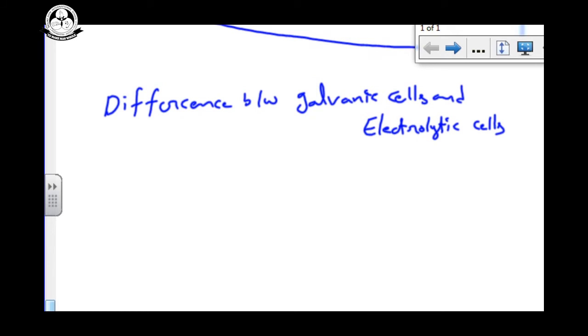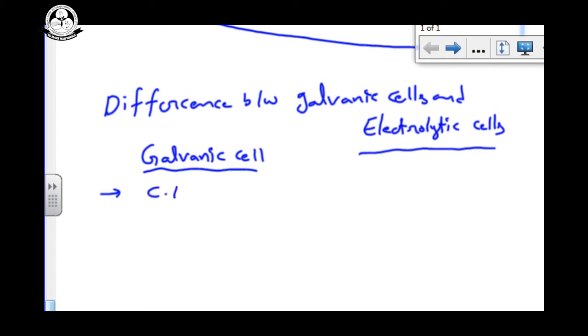Now, you already know the diagrams. Keep them in your mind, and tell me carefully the differences between galvanic cells and electrolytic cells. The first major difference is that in galvanic cells, chemical energy is converted to electric energy, but in electrolytic cells, electric energy is converted to chemical energy.